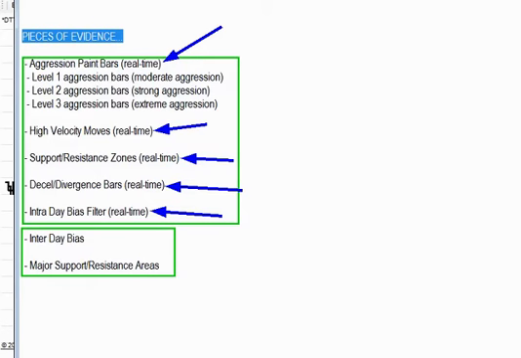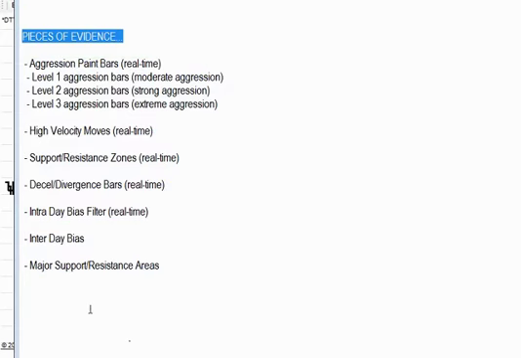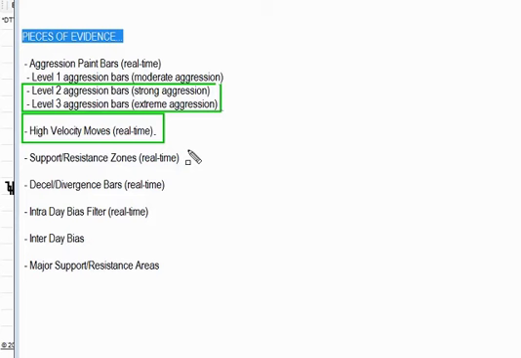That's the concept. So what I want to do today is take basically everything off of the charts except for these aggression bars here, and I also want to keep on the high velocity moves. Now I'm going to remove the level 1 aggression bars, the moderate aggression, so I'm just going to leave on the chart the level 2 aggression bars, which is strong aggression, level 3 aggression, which is extreme, and then high velocity moves. Those are what we call our major structures. And let's take a look.